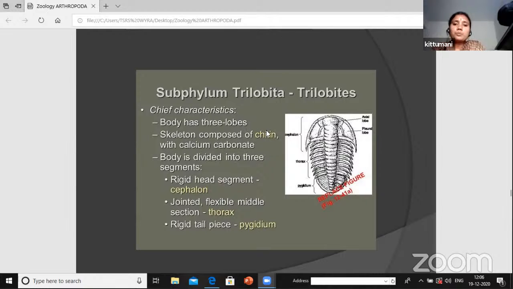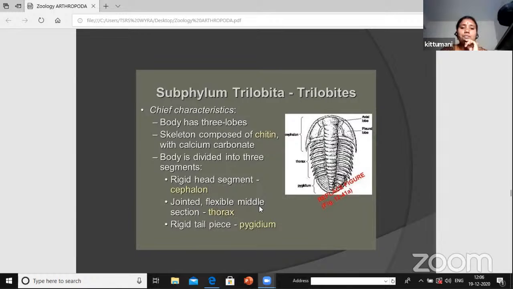The skeleton is composed of chitin with calcium carbonate. This is also important, students. All of you listen. The skeleton is composed of chitin with calcium carbonate, and the body is divided into three segments or three lobes. This is the head segment, the anterior one, also called the cephalon.